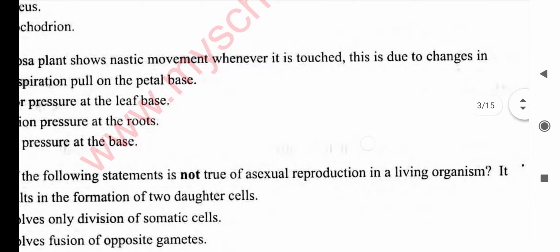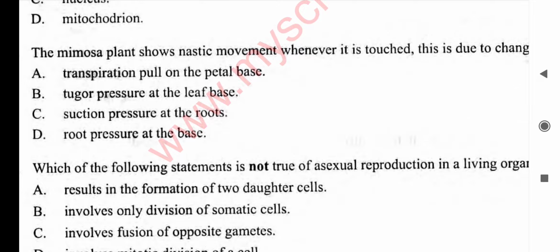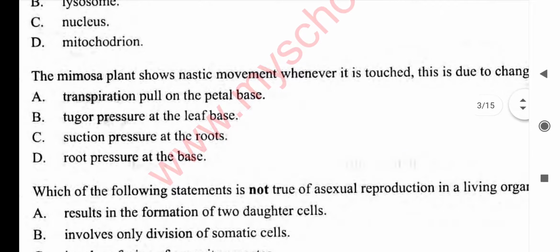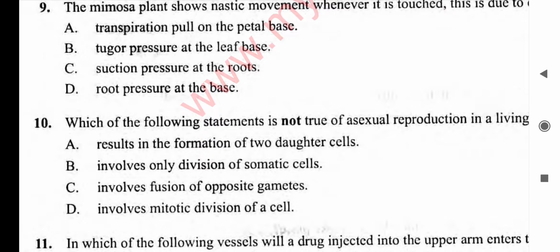First of all, what is nastic movement? Nastic movements are plant movements that occur in response to environmental stimuli. When plants respond to environmental stimuli, that's nastic movement. Then let's talk about this mimosa plant. The movement of this plant is driven by turgor pressure, which is the pressure exerted on the cell wall because of the movement of water into the cells. So the answer is B, turgor pressure.